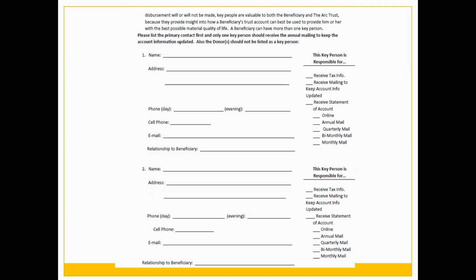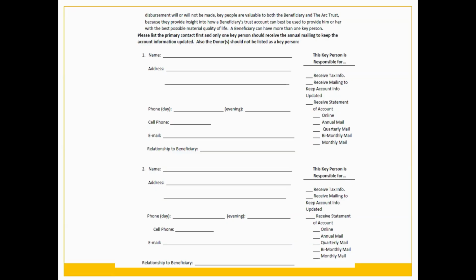On the right side of this section, you can choose which key people receive potential tax information, a yearly mailing to ensure the account information is accurate, as well as mailed statements that show the account activity. Key people can also have access to our online trust portal, and this portal allows you to access information about the account, see transactions, and make disbursement requests online. A key person can have both online access and mailed statements.